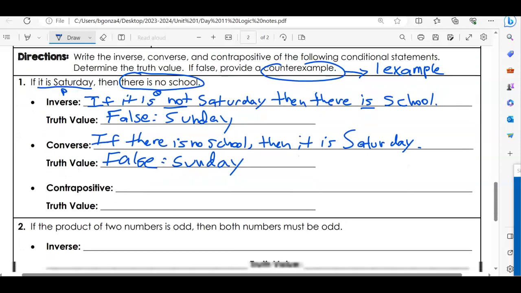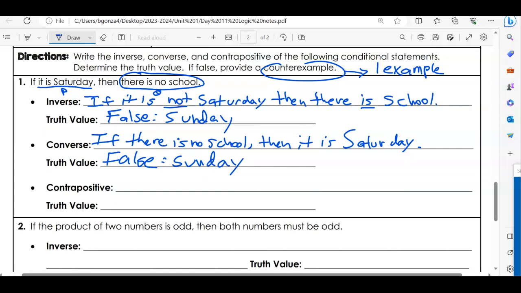Alrighty. Now, contrapositive. Tell me contrapositive. What do I do with these P's and Q's? Switch and flip. Switch and flip.